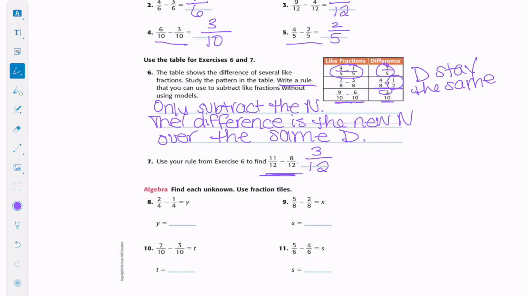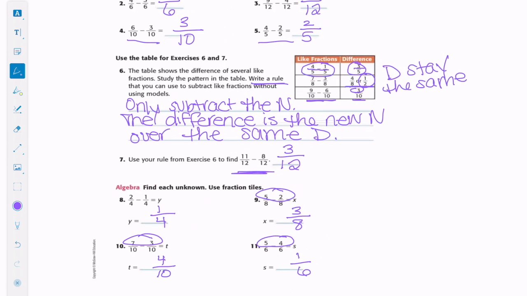Okay. Find each unknown, and you didn't have to use fraction tiles, but you could have if they helped, or if you made some, or if you used that online tool I gave you the link to. 2 fourths minus 1 fourth. 2 minus 1 is 1 out of 4. 5 eighths minus 2 eighths. 5 minus 2 is 3 out of 8. 7 tenths minus 3 tenths is 4 out of 10. And 5 sixths minus 4 sixths. 5 minus 4 is 1 out of 6.